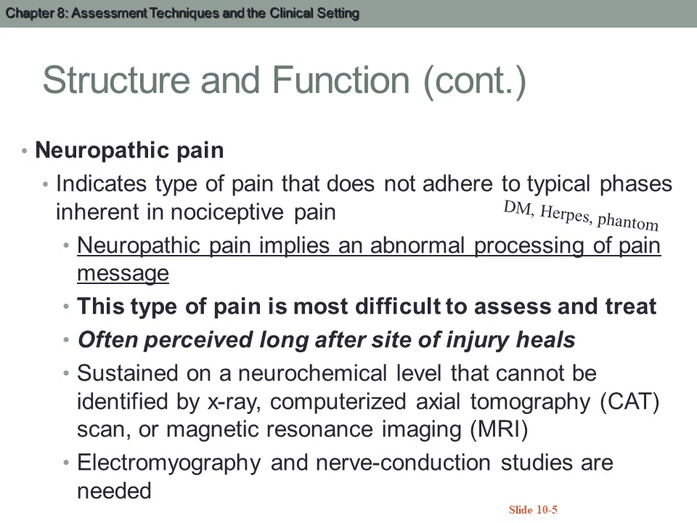Now, with neuropathic pain, there's an abnormal processing that is occurring. Now, this kind of pain is not like the nociceptive pain. So there's something abnormal going on with this. An example would be if a patient has phantom pain. You've heard of phantom pain, where a patient's extremity is removed, but yet that patient continues to feel pain in that extremity that is no longer there.